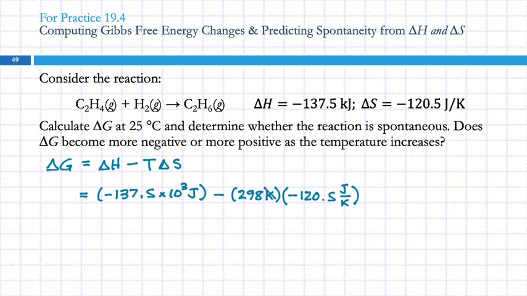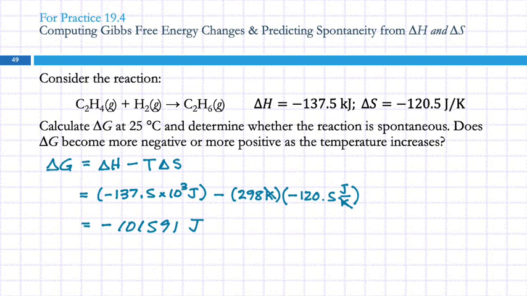So the kelvins cancel out. We thought ahead so that the joules and joules are the same. If this is kilojoules, you can't subtract joules. They have to be the same unit. So negative 137.5 times 10 to the 3 minus 298 times negative 120.5 gives negative 101,591 joules.